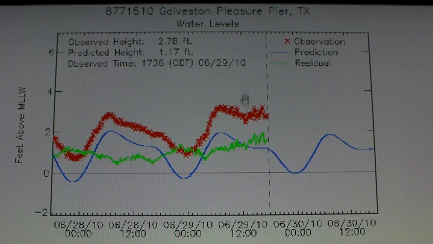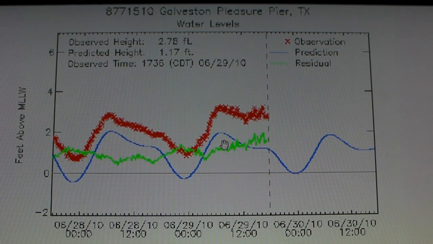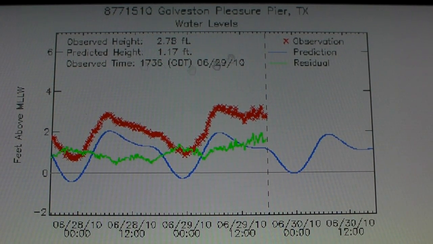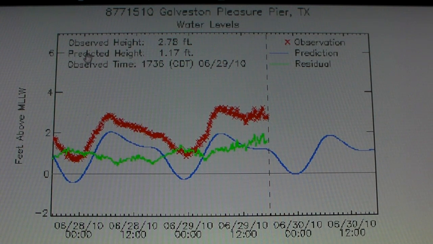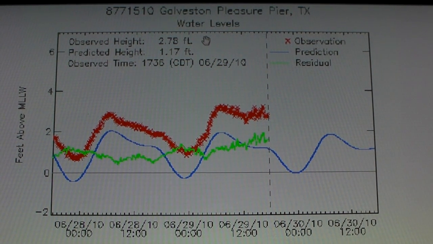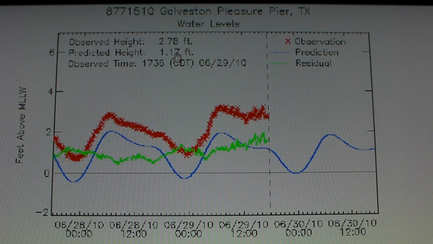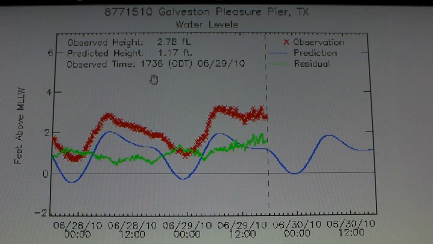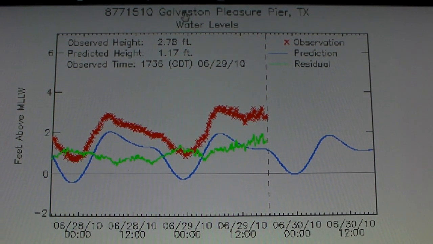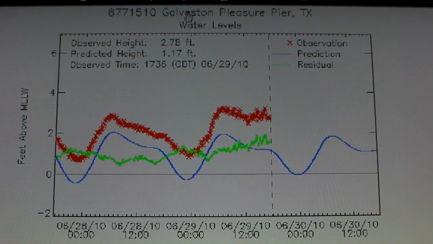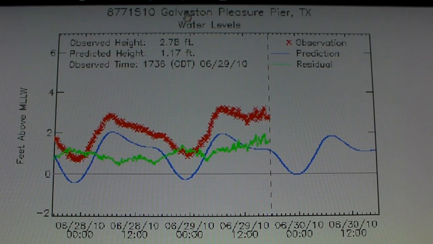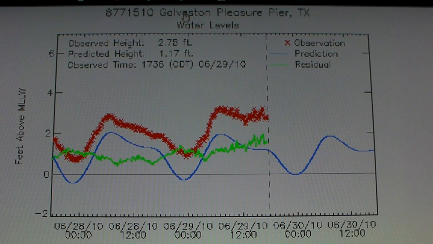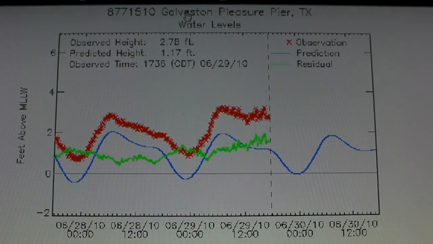And as you can see, the observed tide is running quite a bit higher than the predicted tide. And if you look up here on the top of the graph, it's showing an observed height of 2.78 feet above mean level with a predicted height of 1.17 feet above mean level. And these are real-time figures here. Which is a pretty big discrepancy. And what this means is we have over 1.5 feet more water in our bays than what they predicted we were going to have. And I'll get into more detail about what caused this discrepancy a little later.